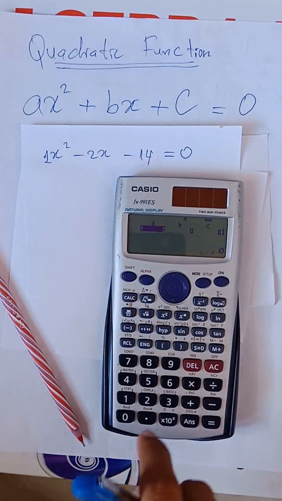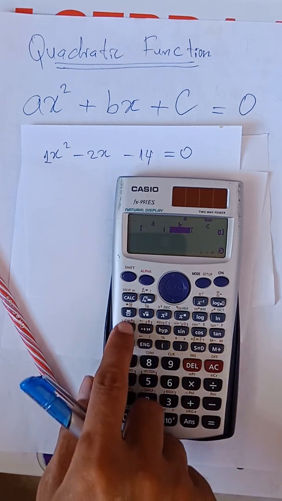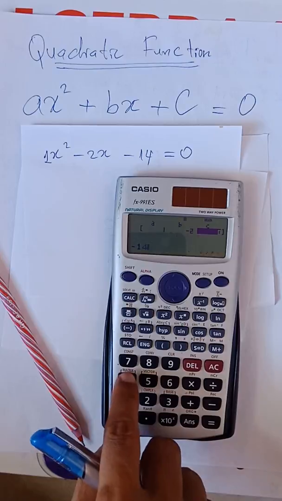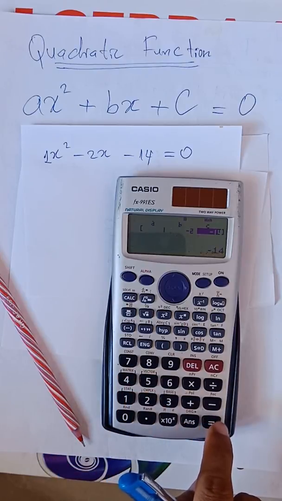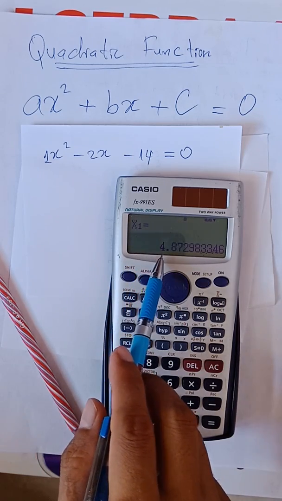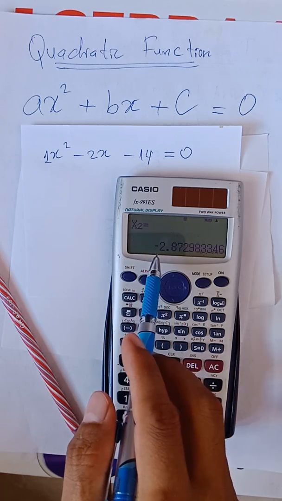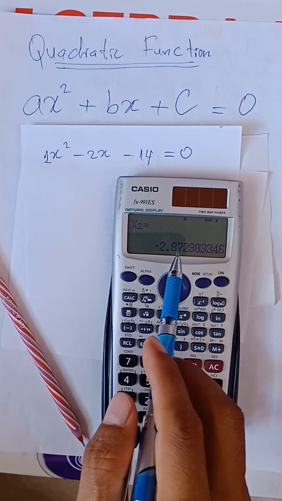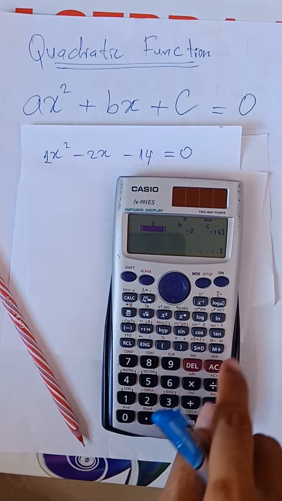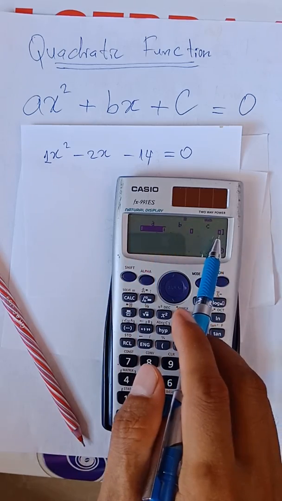Now let's begin. You press 1 for A and press equal. Press negative 2 for B, press equal, and negative 14 for C, press equal. Press equal again. You will have your first answer, which is x1 equal to this number, and you press equal again. You have another answer, x2 equal to negative 2.87. So if you want to go back, you press on and then press AC here. So we go back to the default function.